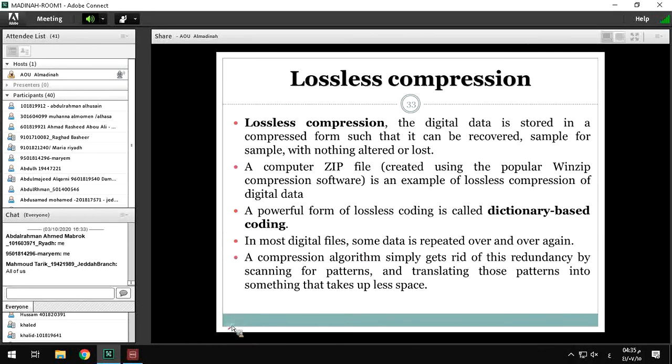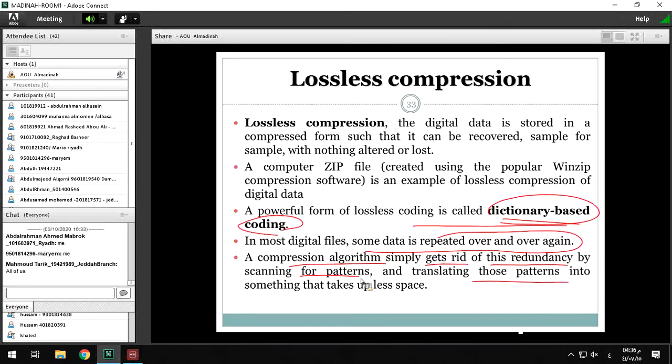A powerful lossless technique is dictionary based coding. In most digital files, some data is repeated over and over again. The dictionary based compression algorithm simply gets rid of this redundancy, the repeated data, by scanning for patterns and translating those patterns into something that takes less space.